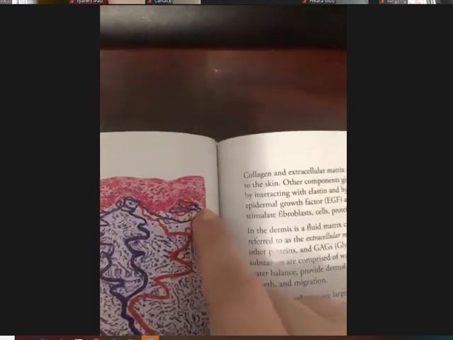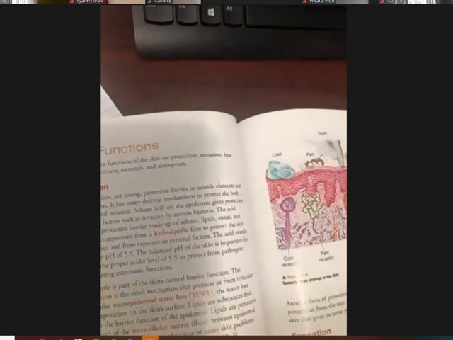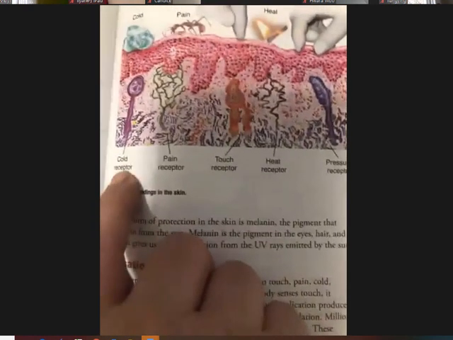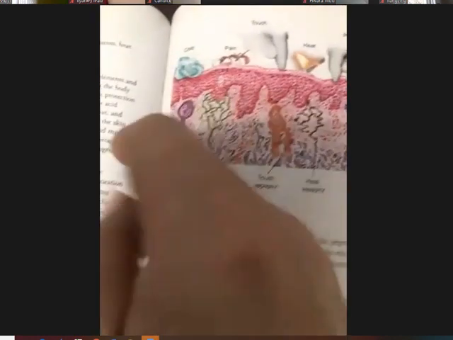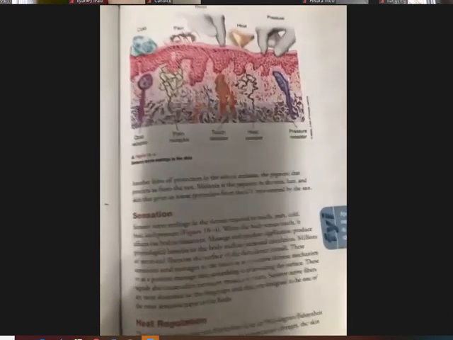These are your nerve endings. Okay, or this is a better picture. These are your nerve endings. There are nerve endings for cold, pain, touch, heat, and pressure. These are receptors that take the signal and send it to your brain or your body to react.